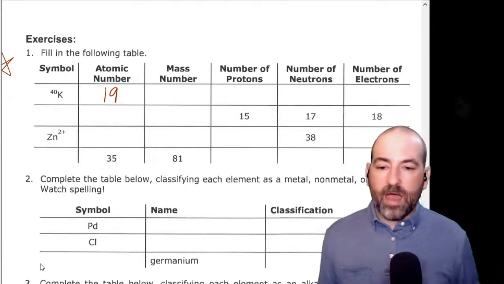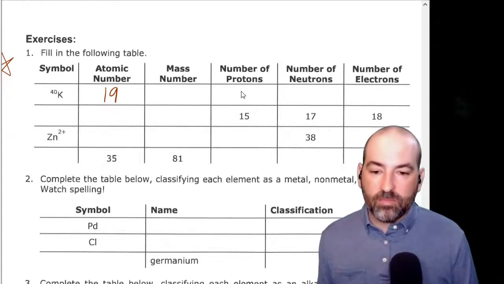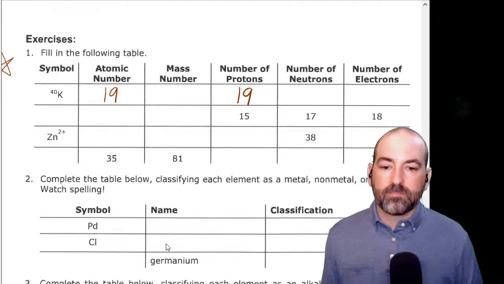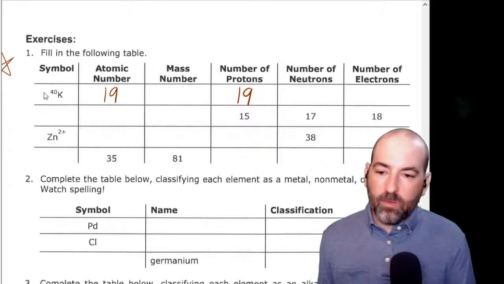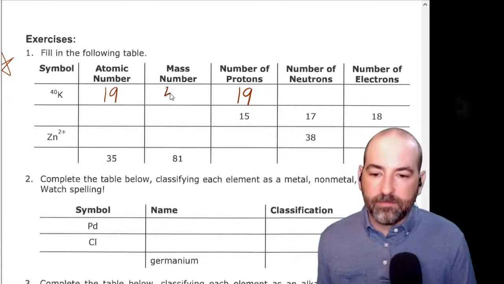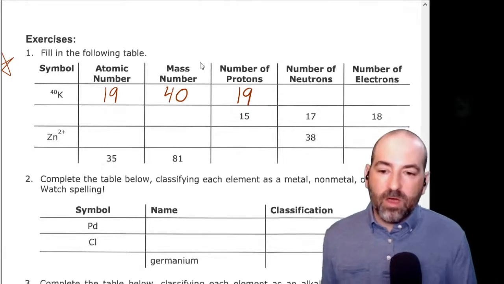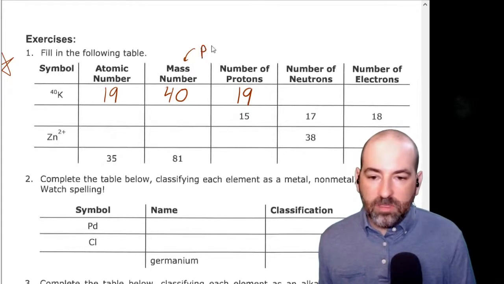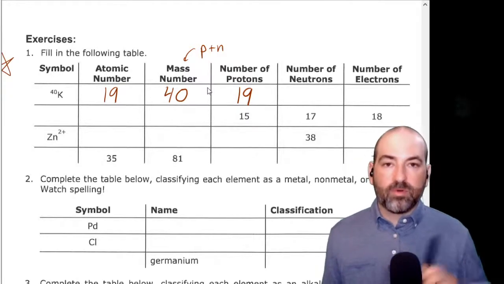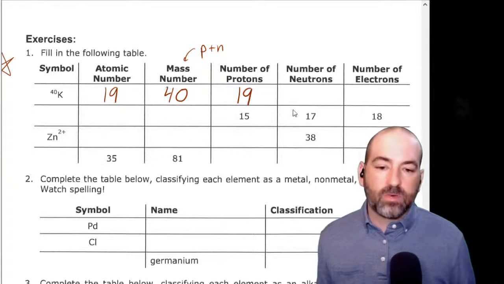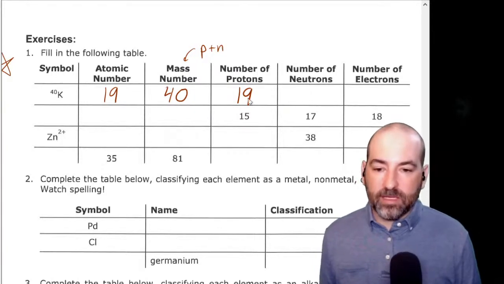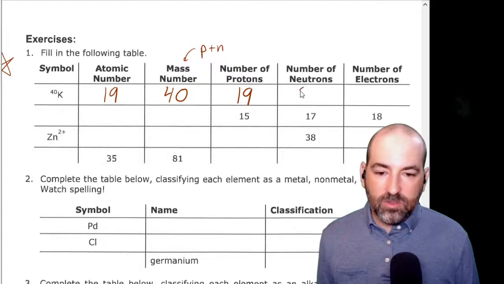And we also know from the packet that the atomic number of 19 tells us that there are 19 protons as well. Okay. So what else do we know from this? Well, we know that the 40 over in the upper left-hand corner, that's the mass number. And we know that the mass number is always the protons plus the neutrons. So the number of protons, the number of neutrons. We know the number of protons. We know the mass number. So we can get the number of neutrons just by subtracting. 40 minus 19 is 21.